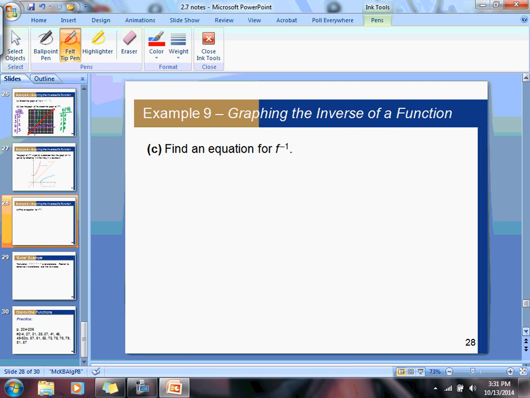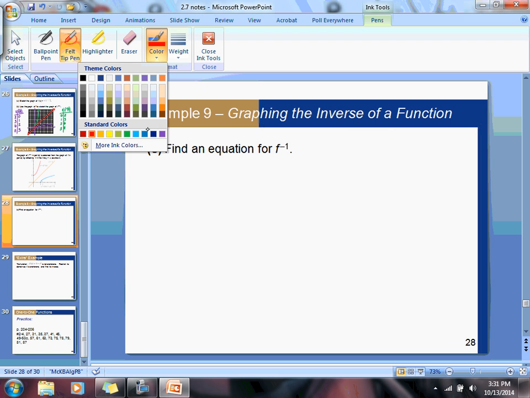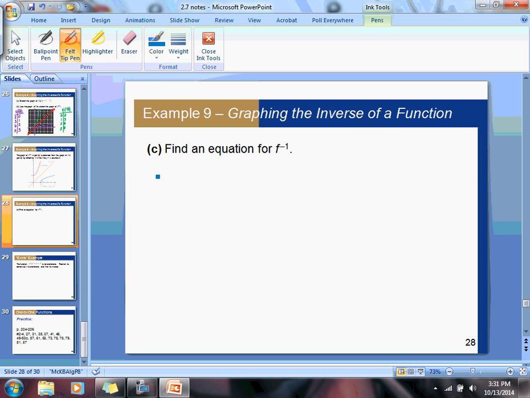Okay, now part C says find the equation for f to the negative 1. So our original function for f was f of x equals the square root of x minus 2. So if I'm going to find the inverse function now, I'm going to replace that f of x with a y. And then I'm going to switch the x and the y. And then I'm going to solve the equation for y.